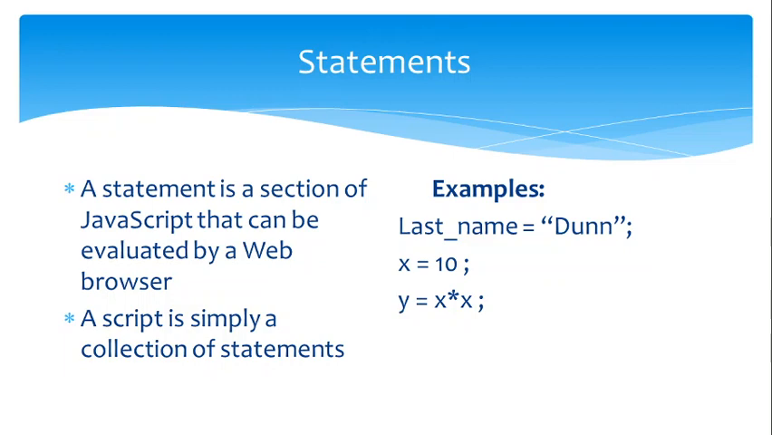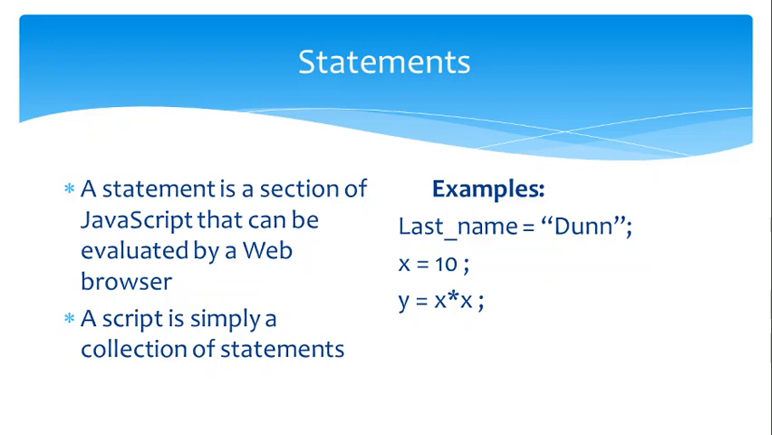Okay, next one is statements. In every programming language, you must have statements. A statement is a section of JavaScript that can be evaluated by a web browser. Who will evaluate this? The web browser. What are the names of the web browsers? Like Google Chrome, Firefox, Safari, UC Browser, these are all web browsers, and that will be evaluated.